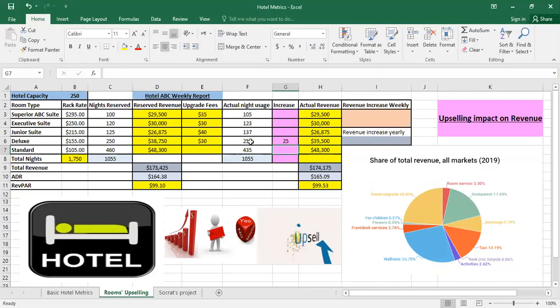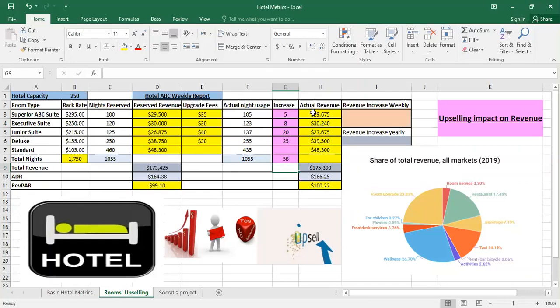Okay, and here now in the deluxe we're supposed to have 250 plus 25, so 275. However, we have 255. It means the difference was upgraded to junior suite. So we do it here, 250 plus what was upgraded from standard minus what was actually booked, in order to see how many were upgraded to junior suite. Also, we do the same for executive and for superior as well. Like this, we can make the sum to see how many room nights were upgraded: 58 room nights were upgraded.